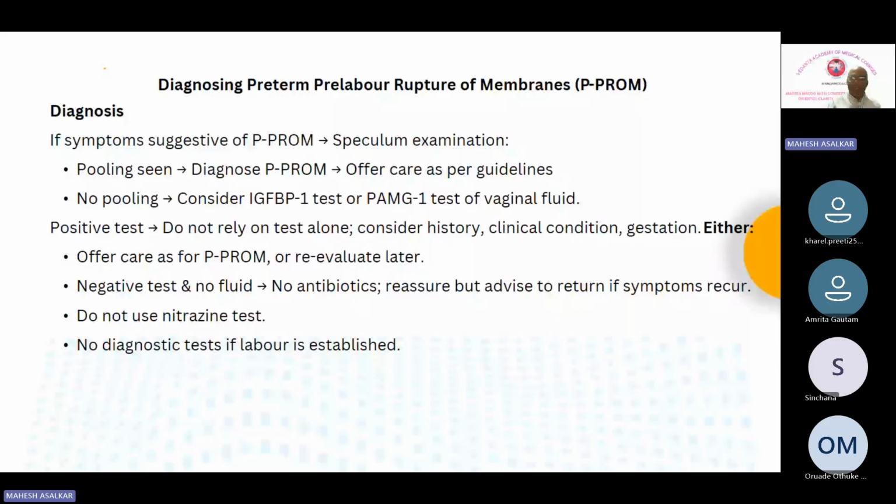If the test is positive, do not rely on the test alone. Consider history, condition, and gestation, and she will either be considered as PPROM and given care, or she may be evaluated later. If the test is negative and there is no fluid, no antibiotics are required. Do not use the nitrazine test as well, so don't select this option at all in the examination. And no diagnostic test if labor is established. If she is already in labor, then there is no need for any diagnostic test.